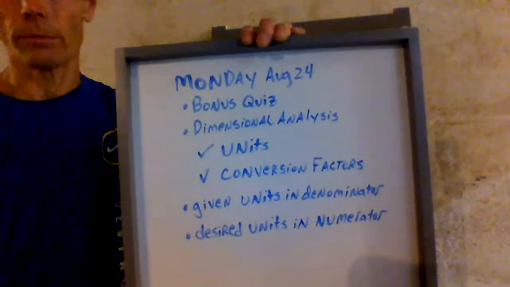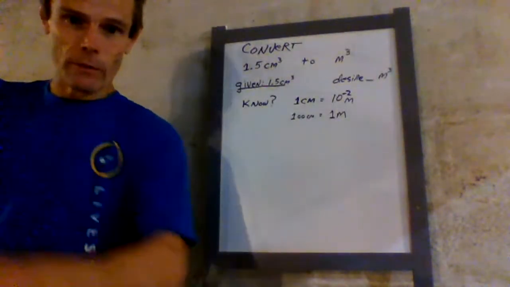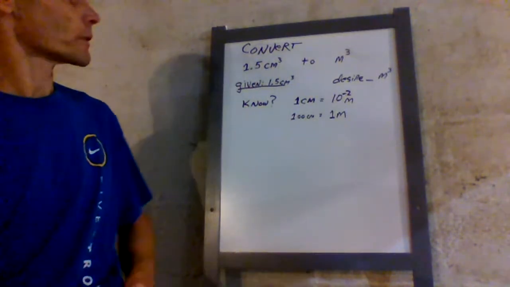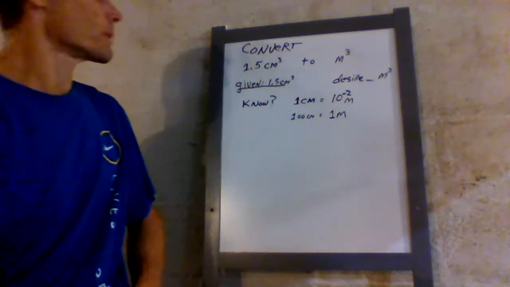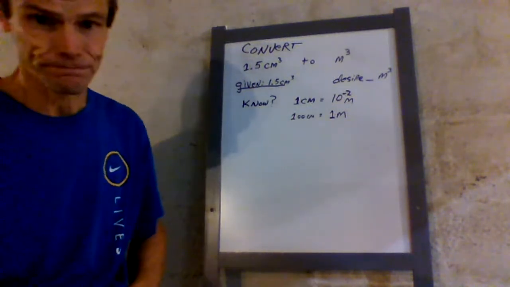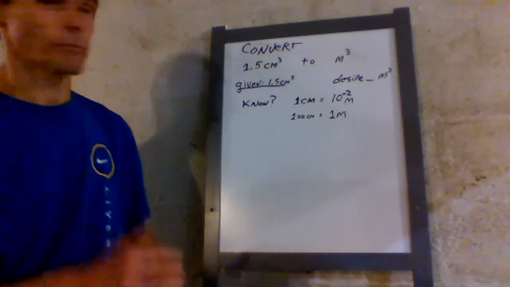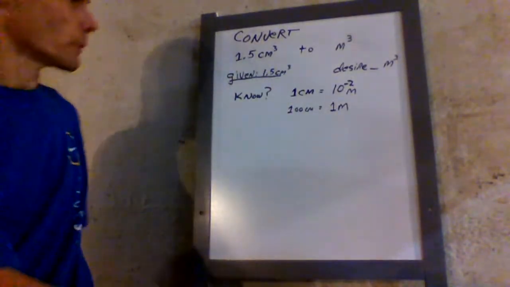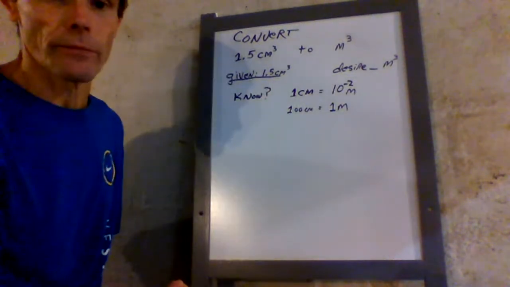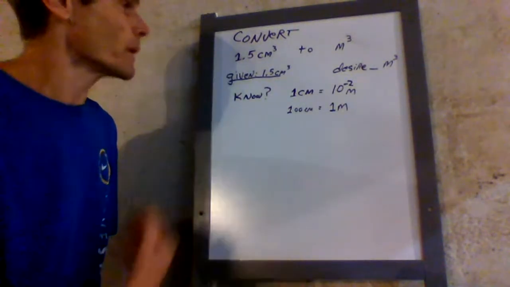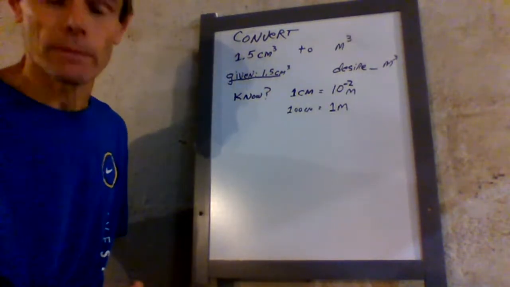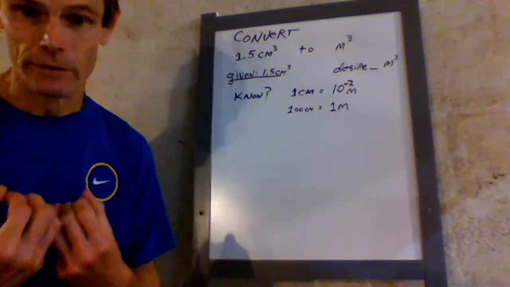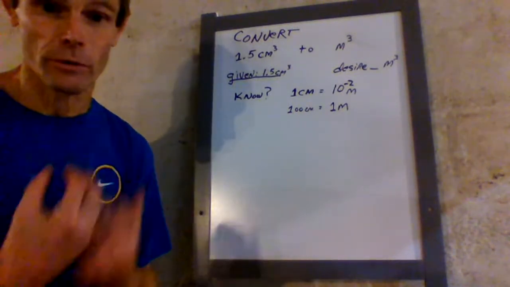We're going to go through a problem now that I have posted on today's PowerPoint. Today's problem involves converting from cubic centimeters to cubic meters. So let's first write down what's given in this problem. What's given is 1.5 cubic centimeters, and what we want to do is convert it into cubic meters. So let's write down some things that we know, some conversion factors that we're going to be using to help us solve this problem.